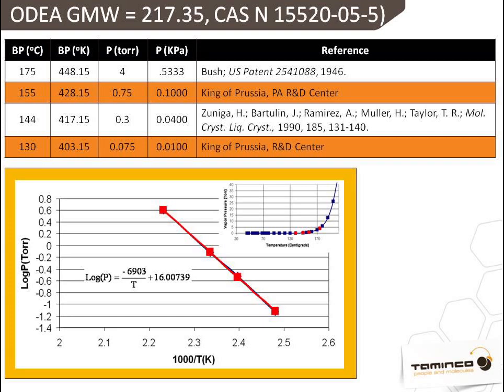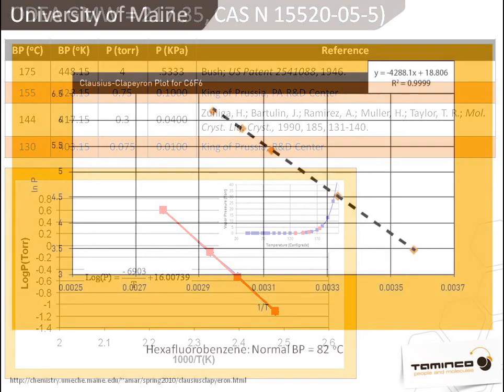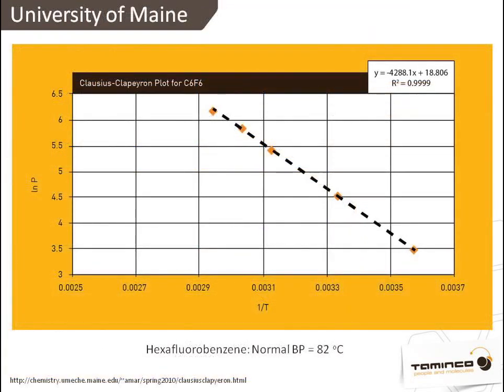I should comment that these log P versus 1 over T plots are everywhere. There are thousands of these on the internet that you can find. I just pulled one off from the University of Maine. The only thing to keep in mind is that the authors, the preparers of this graph, may be using the natural log or the base 10 log. That's about all you have to bear in mind. That's going to impact the magnitude of your constants A and B.